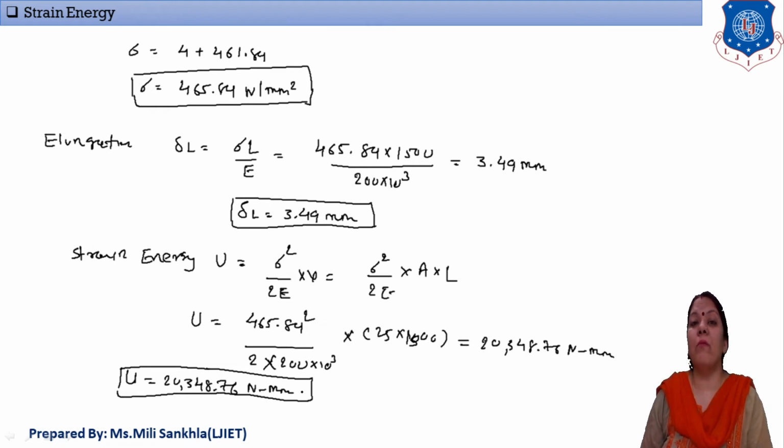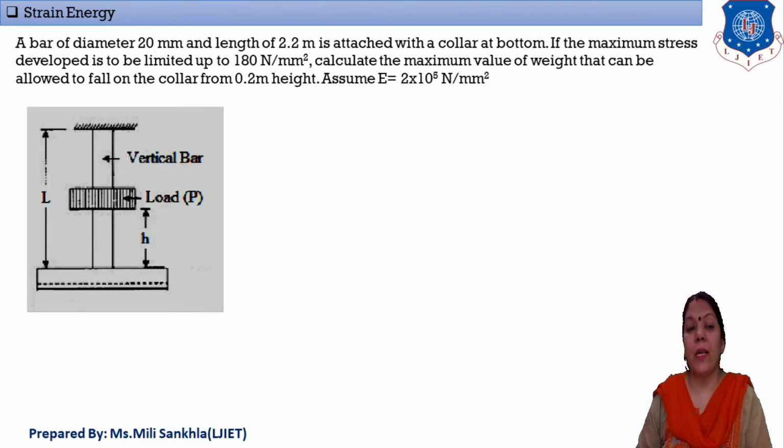Now next example. Here our example is complete. In this example we find out three values: stress, delta L and U. Now we read the next example. Again read the data carefully. Diameter of bar is equal to 20 mm. Here diameter is given and length is equal to 2.2 meter, attached with a collar at bottom.